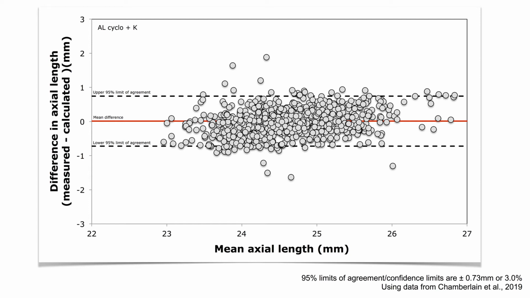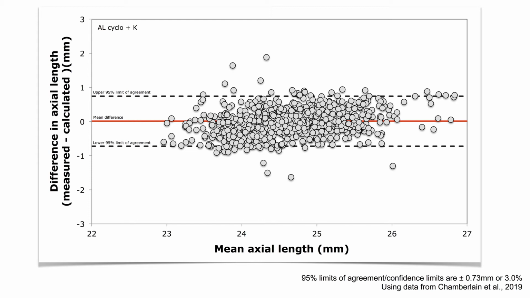On the x-axis, these are the mean values between the two measurement approaches, so the average between the calculated measurement from the formula I presented and the actual instrument-derived measurement from the study. On the y-axis, what we see is the difference between those two approaches. So the difference between what was actually measured in the study and what was calculated based on this formula.